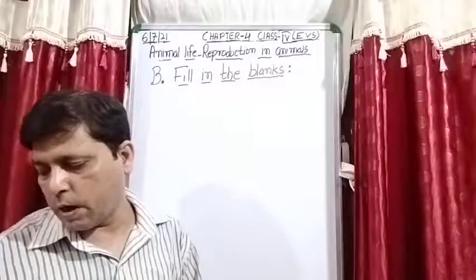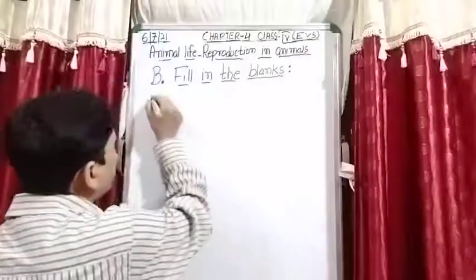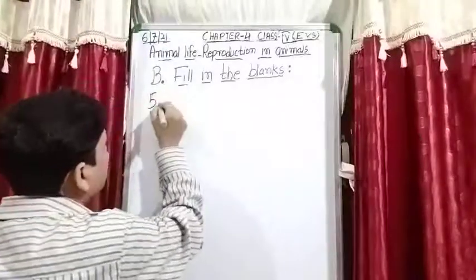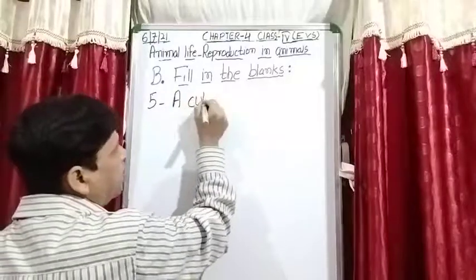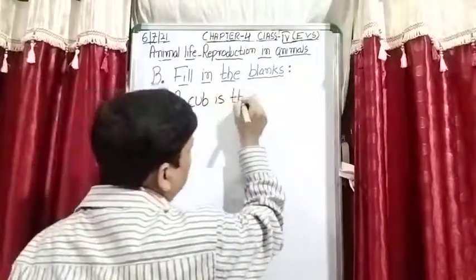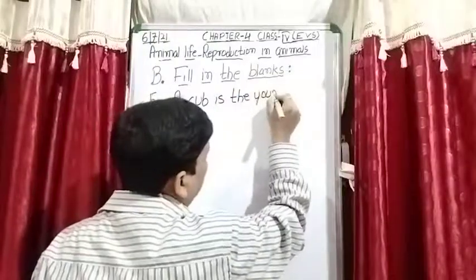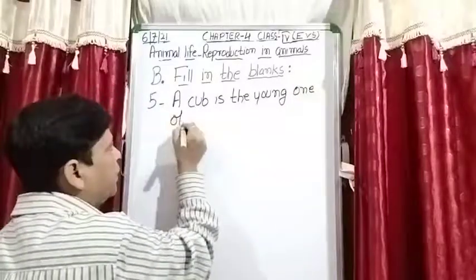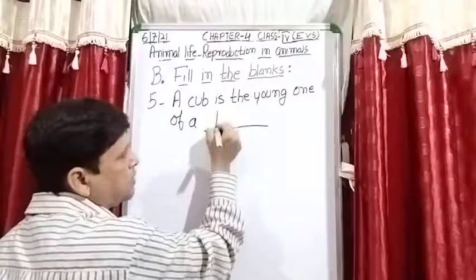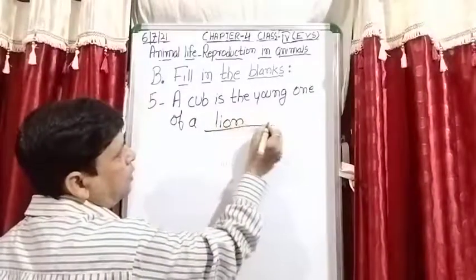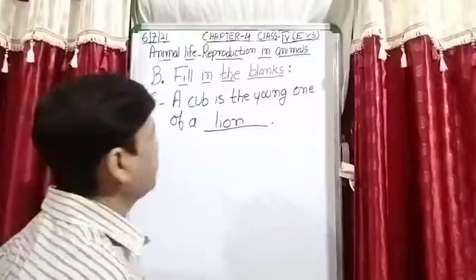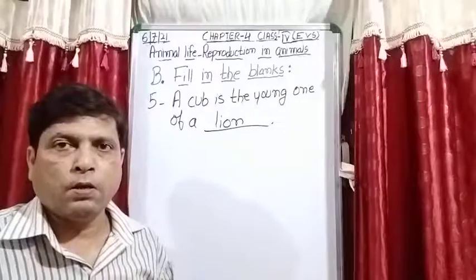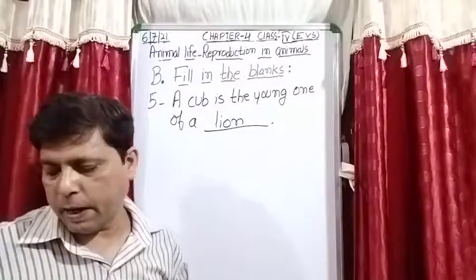Next question, question number 5. A cub is the young one of a dash. Answer is lion. A cub is the young one of a lion. So we have completed question number B, also fill in the blanks.